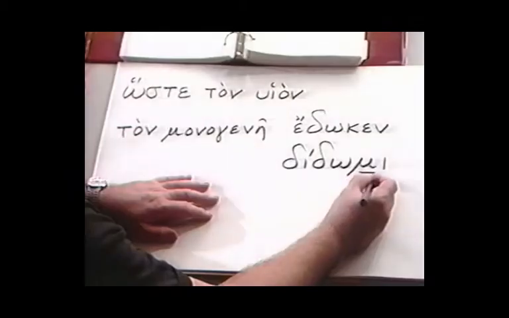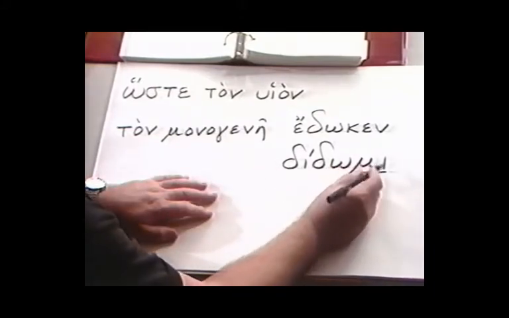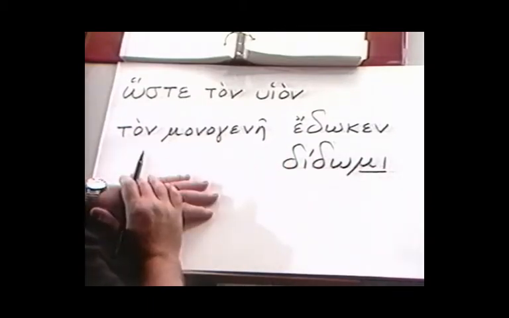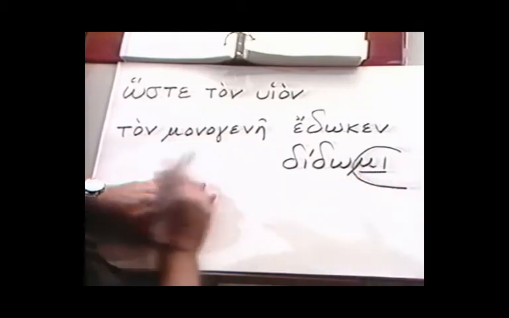Didomi is what we call a mi verb because the first singular is in mi. There are a bunch of these verbs. We've learned another one, haven't we? Eimi, meaning I am. And we know that that mi on the end of the verb is simply a personal ending that means I.